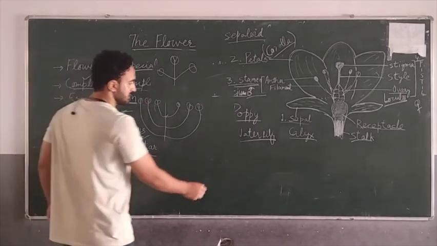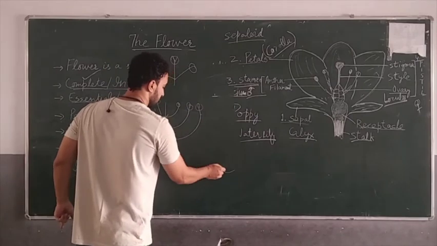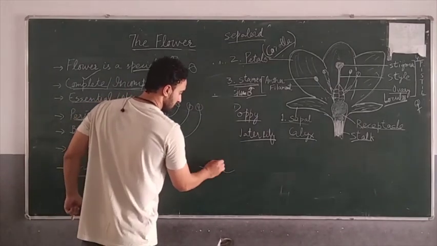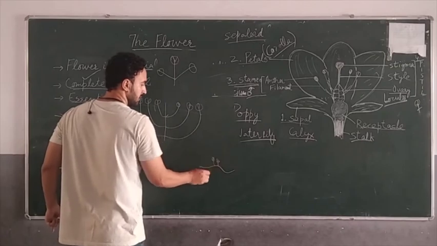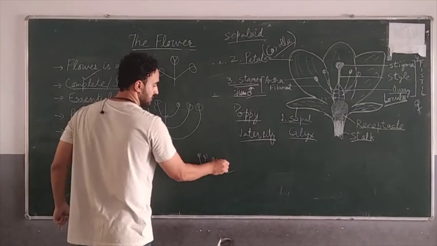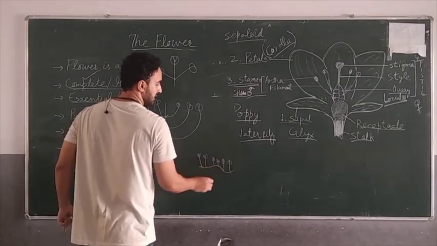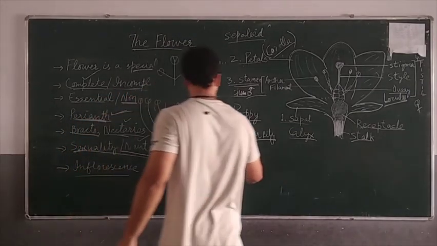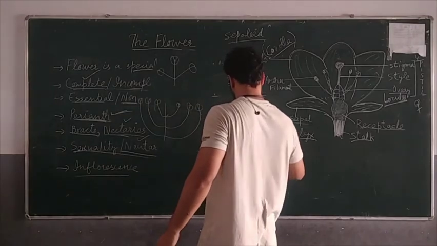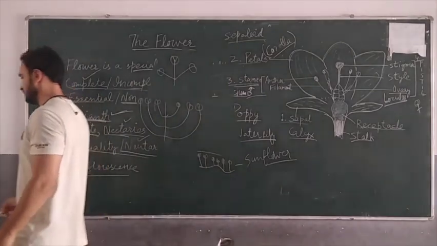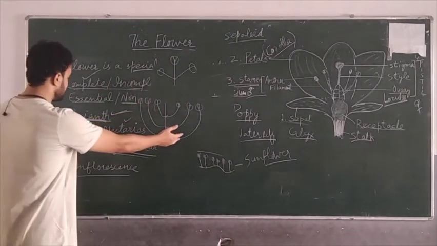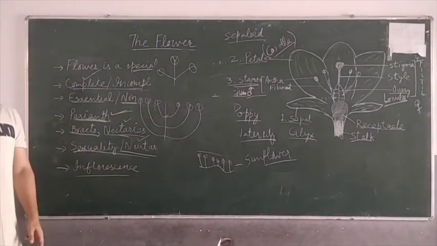And the other kind of inflorescence is the case of sunflower, where the young flowers are present at the center and old flowers are present surrounding these young flowers, and they are also attaining the same height. The example is this sunflower. So these are the few kinds of arrangements or inflorescence present in different plants.